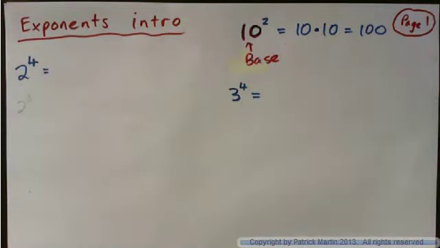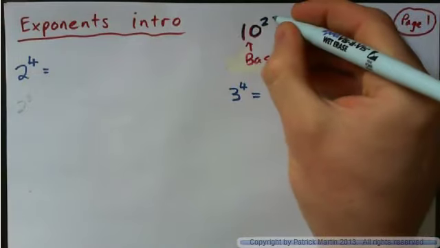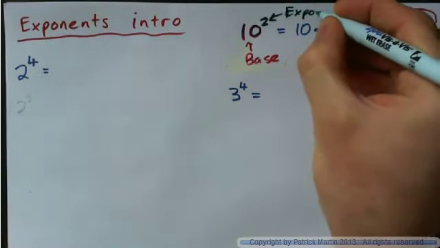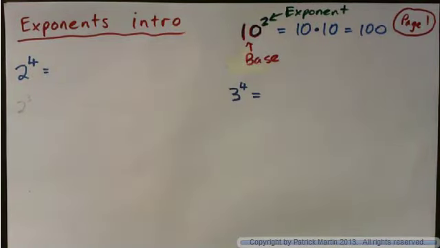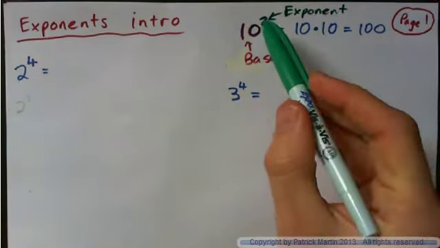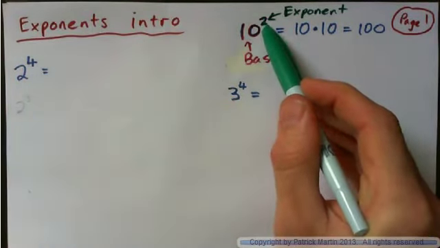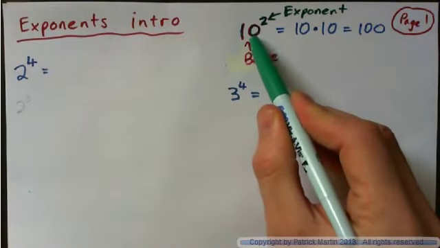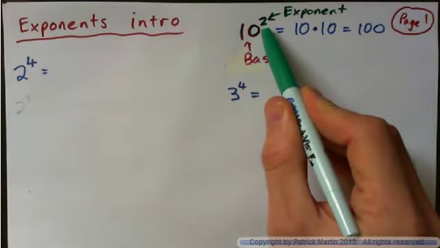and the little number 2 in the top right corner, that is called the exponent. So, what is an exponent? It's a little number in the top right hand corner of another number, and it means multiply the base times itself as many times as this number is.